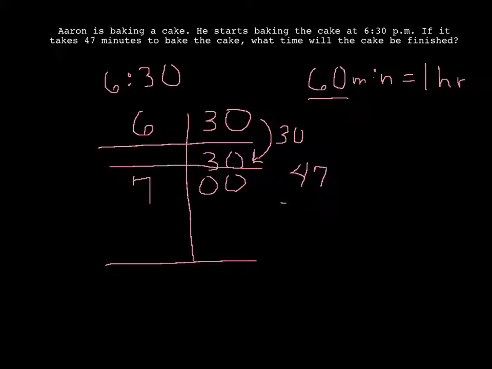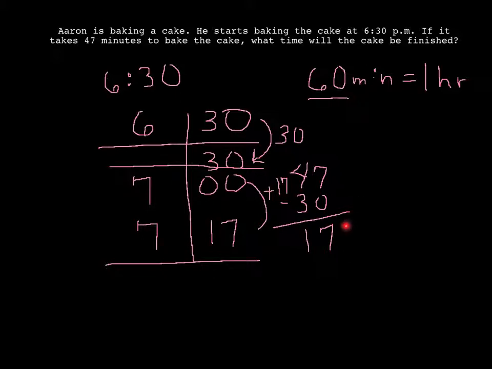Now, if I take 47, subtract 30 from it, I would have 17 minutes left. So now I need to add 17 minutes to my 7 o'clock. And I'd be left with 7:17. So in the end, I just simply added 30 minutes to get to the next hour, and then figured out what my leftover time was. Right here, I had 17 minutes left over, and sure enough, my correct response is going to be, it will be finished at 7:17 p.m.